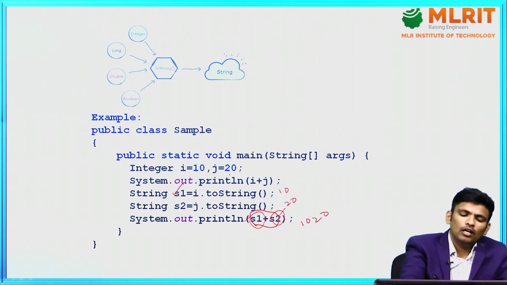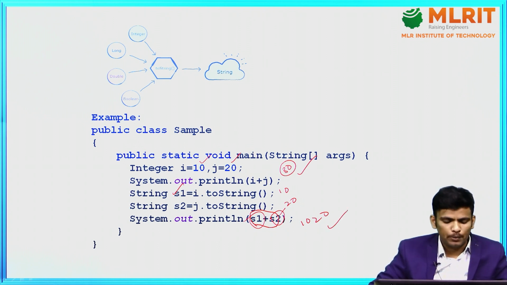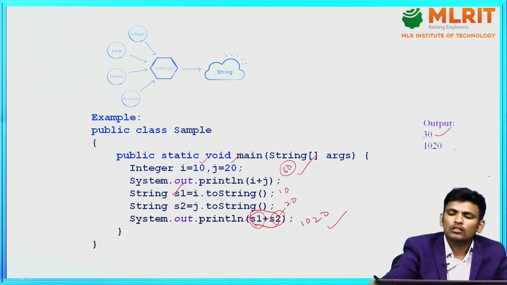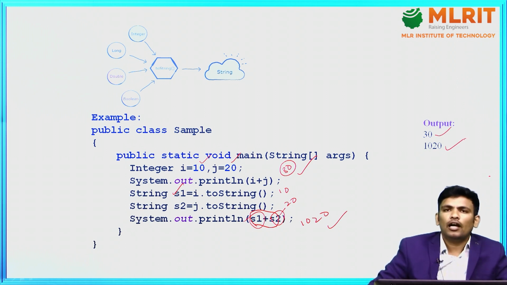But before performing the toString conversion, it is only 10 and 20, and easily you can apply the arithmetic operation, and it will simply print 30. Before conversion it will print 30, but after conversion it will print 10 20. Okay, you can see, this is the output of this program. So 30 and 10 20, like this it will print.